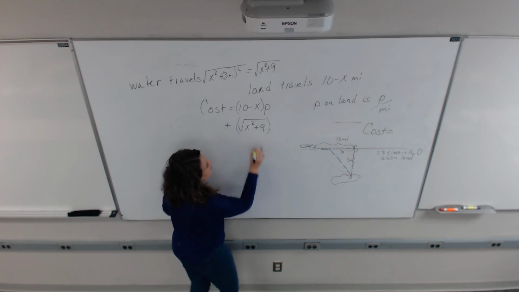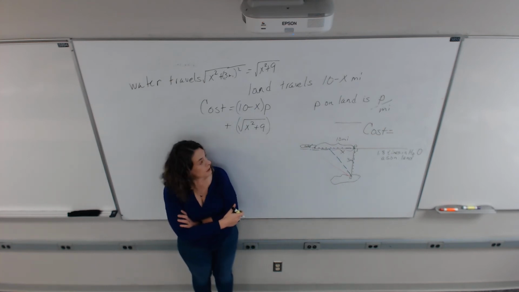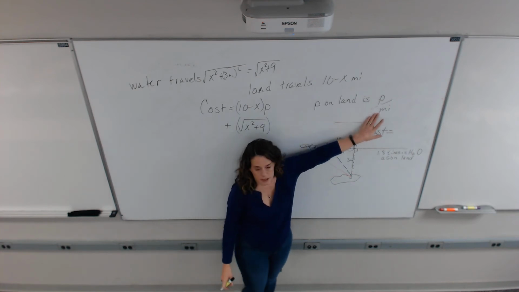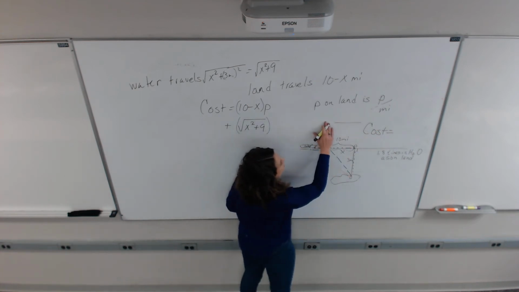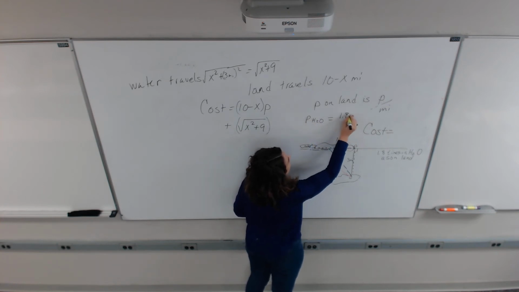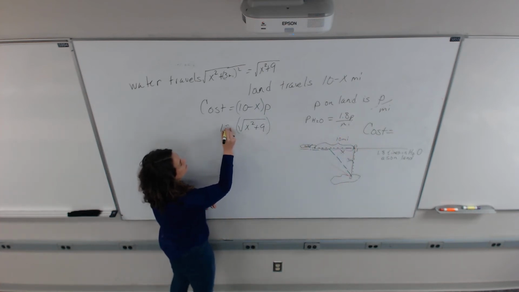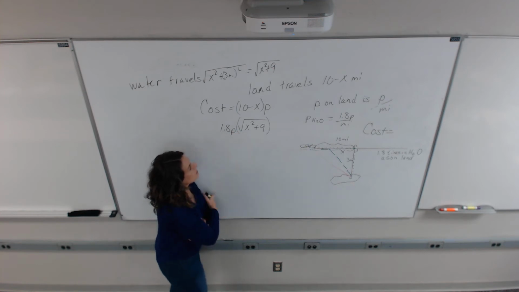Now that's just the number of miles it travels. What's the cost? If it costs P per mile on land, what does it cost on water? P in the water would be 1.8 P per mile, right? So then I'm going to take this and multiply by the 1.8 P, right?